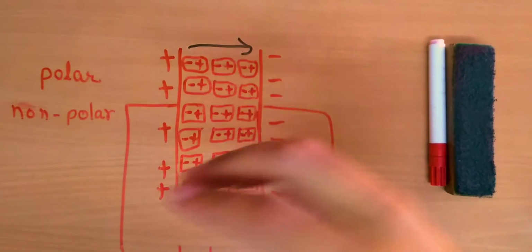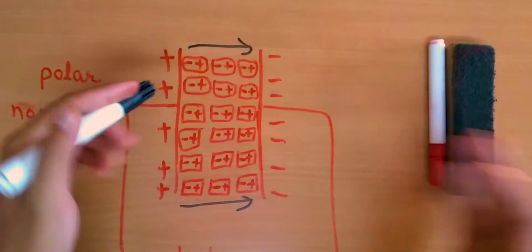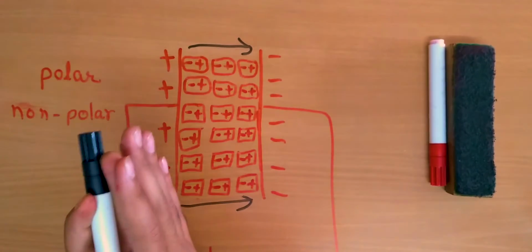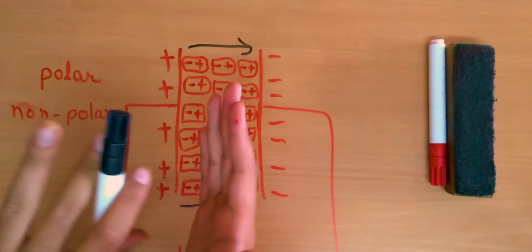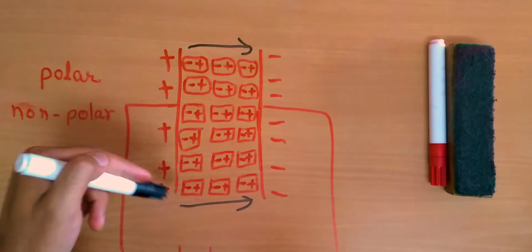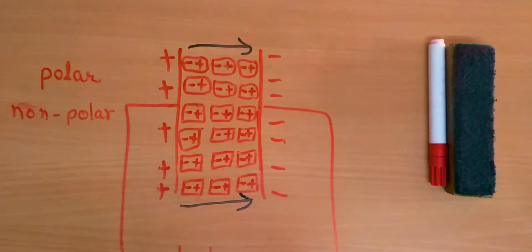Obviously the extent will depend on the particular substance that you are taking, but the end result is that all the molecules will be aligned in such a way that the more negative side is on this side, and the more positive side is on this side, which is in line with the electric field. This is the end result of whatever substance you're taking.